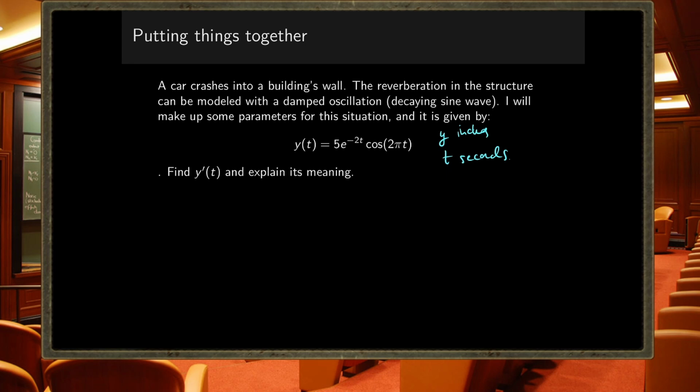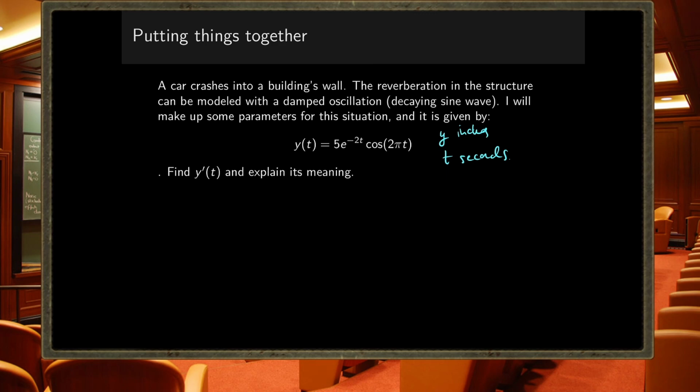So if we get to the end and it doesn't really make any sense, that's okay. The whole situation is actually quite realistic. So find y prime and explain its meaning. So y prime is going to involve the outer and inner functions.